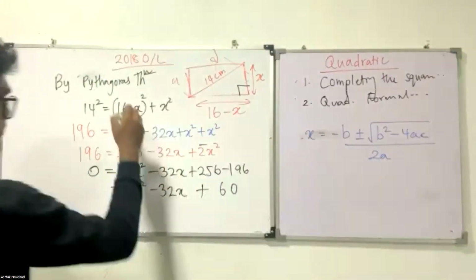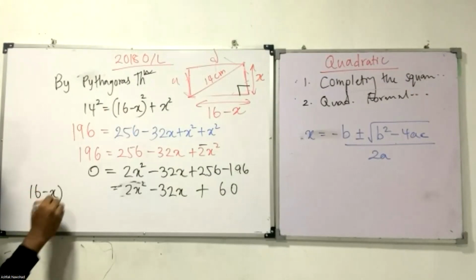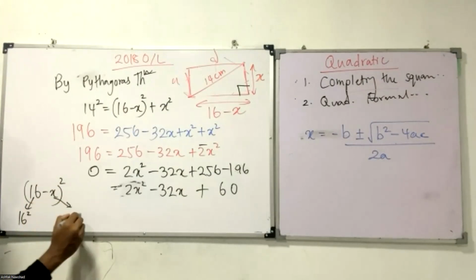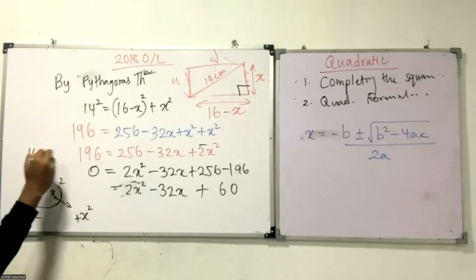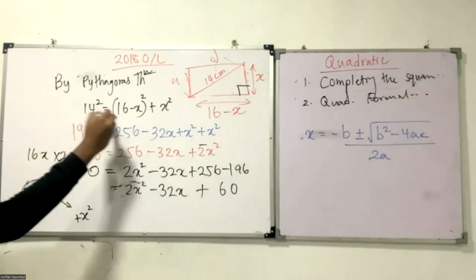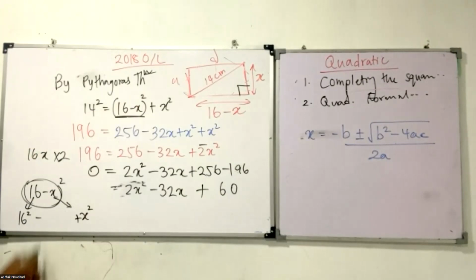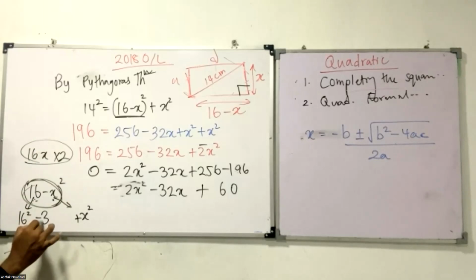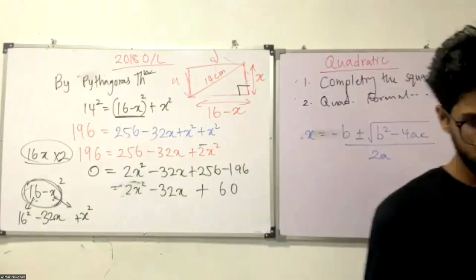Minus 32x comes from the expansion of this. 16 minus x squared is the square of this term and the square of this term. In the middle, you get the product of these. You get 16x into 2. This is the rule. While expanding a square of a difference or square of a sum, you get the middle term as 2 times these two. So 2 times 16 is 32x. Okay? This is binomial expressions.